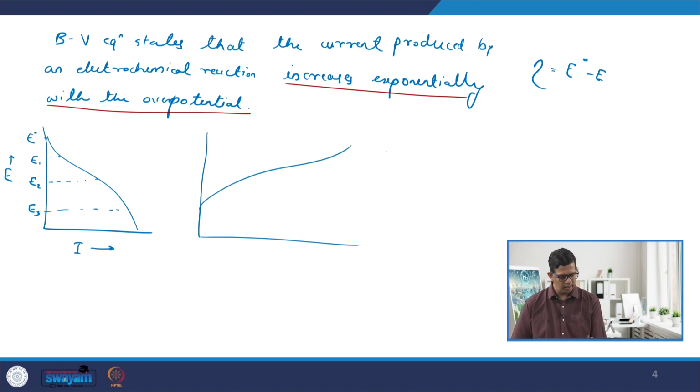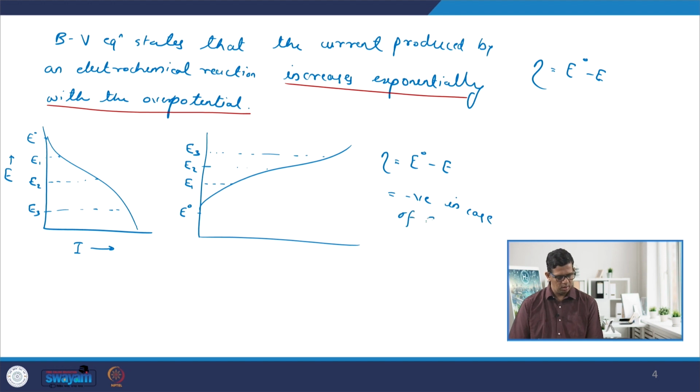Same thing can also be illustrated for the electrolyzer. So here your eta is negative, as we can see from E naught minus E again. Operating potentials are higher than the reversible cell potential. Let me say this is E3, E2 and E1, this is our E naught. So eta will be negative in case of electrolyzer or electrolysis, and this eta will be positive for fuel cell.